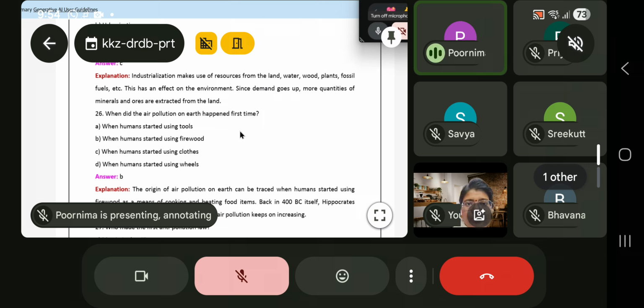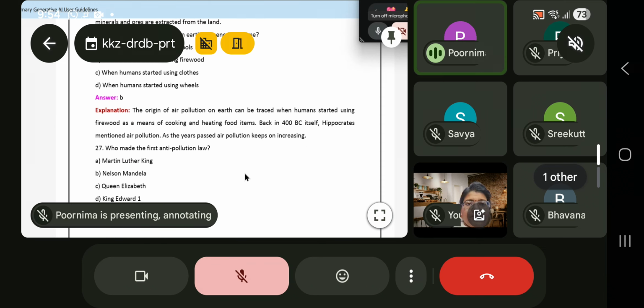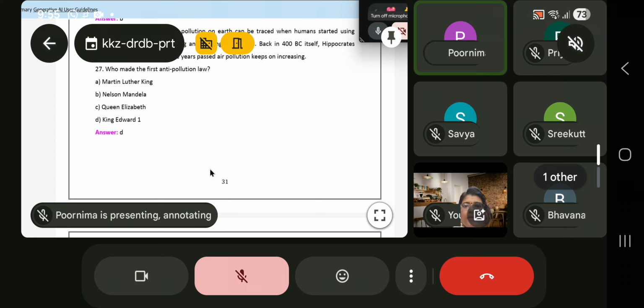When did air pollution on earth happen for the first time? When humans started using firewood. The origin of air pollution on earth can be traced to when humans started using firewood as a means of cooking and heating food items. In 400 BC itself, Hippocrates mentioned air pollution. As the years passed, air pollution kept on increasing.